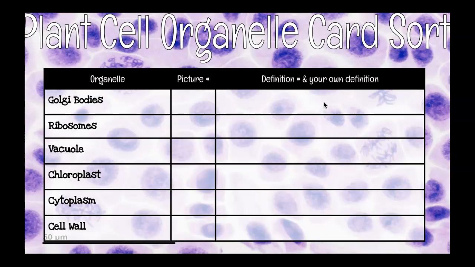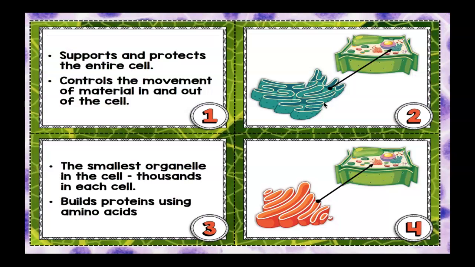All right. So I'm going to do a couple with you just so you can get the hang of it and know exactly what we're asking of you. So we have 4 cards here. We have number 1, 2, 3, and 4. Numbers 2 and 4 are pictures, and then 1 and 3 are definitions.